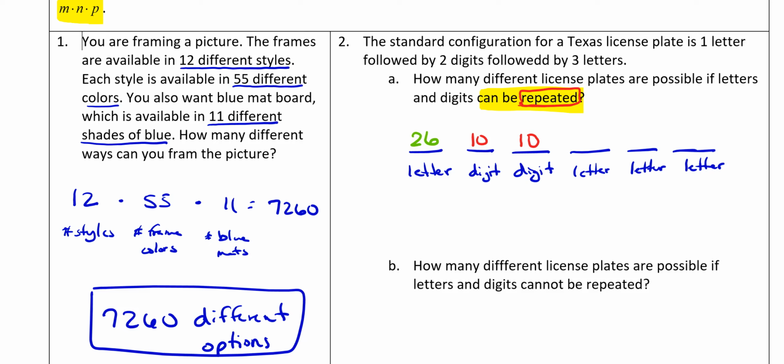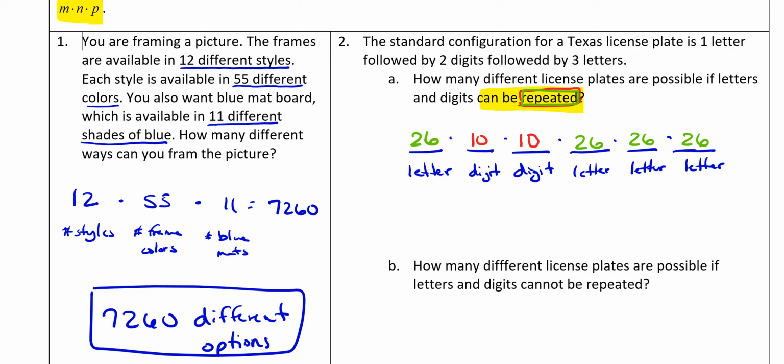Now, how many letters? Again, because we can repeat the letters, we could have A, 5, 5, A. We could have that. So there's 26 letters, 26 letters, and 26 letters. And again, this is because we are allowed to repeat the letters. So now we're going to multiply all these lovely numbers together.